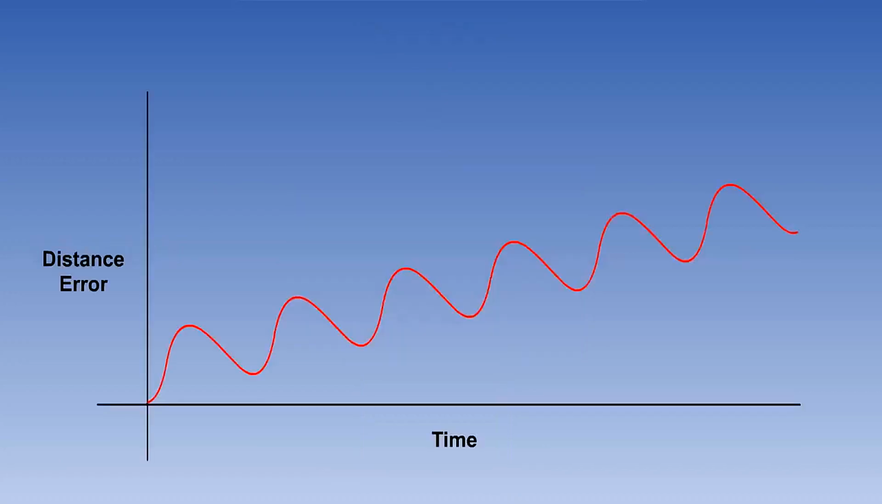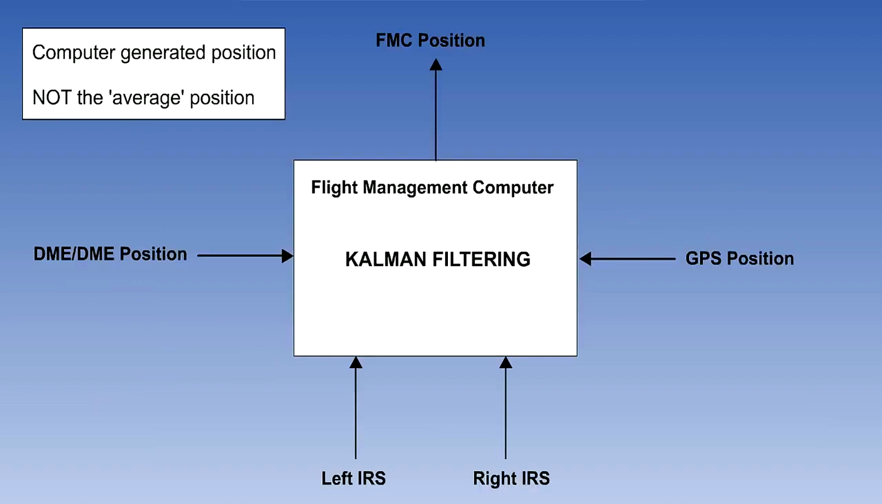From this FMC statistical best estimator position, it is possible for the FMC to establish an error trend over a period of time and to build mathematical models of both the Schuler and the unbounded error propagation pattern. This is then used in the computation of future computer-generated positions. Kalman filtering is complicated, and does not lend itself to broad simplifications. However, it is important to realize that the FMC position is not the average of the IRS and DME or GPS position, but is computer-generated using a sophisticated statistical algorithm.